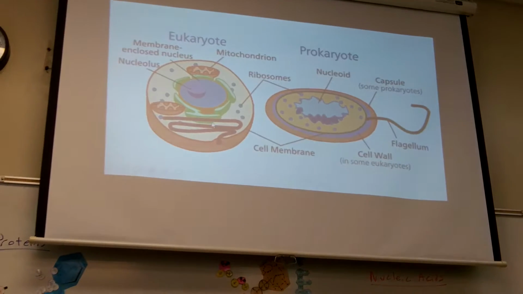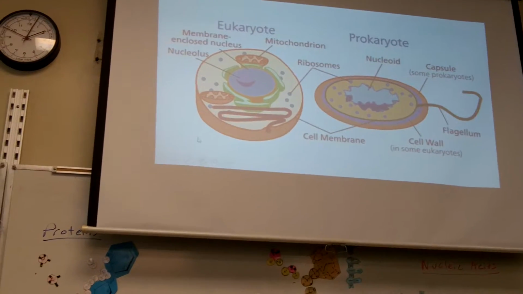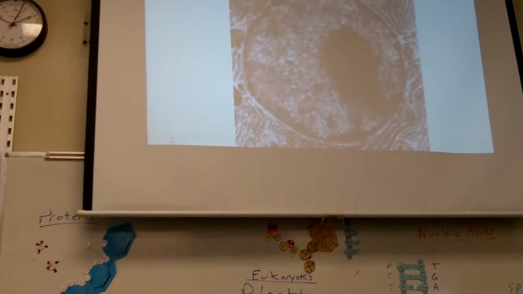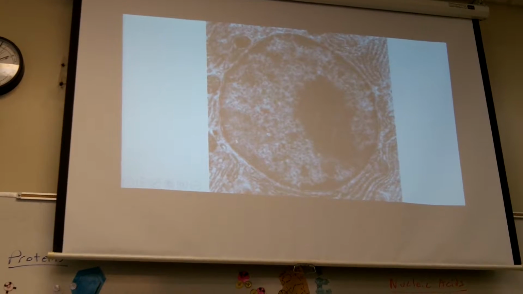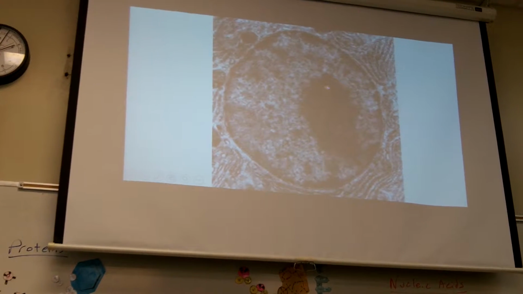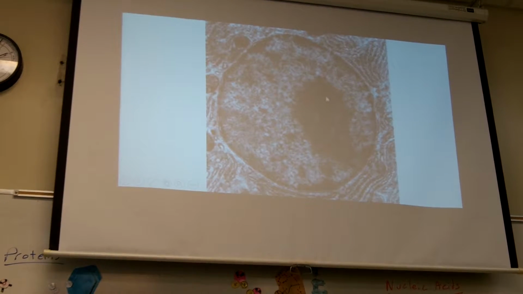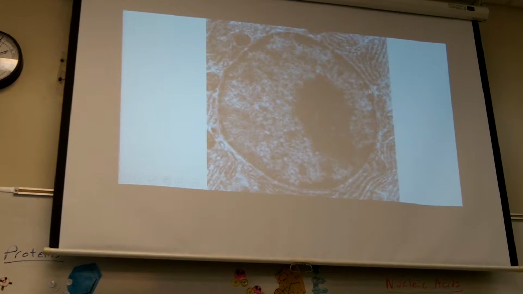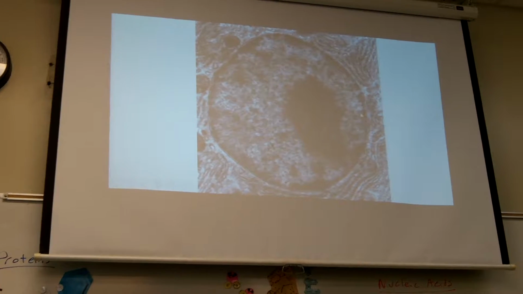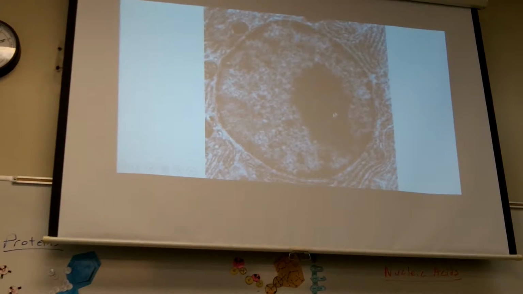Now we're going to look at some more parts of a eukaryotic cell up close. Parts you have to know. Ooh, that's a close-up of the nucleus of a eukaryotic cell. You know what the dark thing is inside the nucleus? 10 points if you and your partner can tell me what the dark thing is inside the nucleus of a eukaryotic cell.